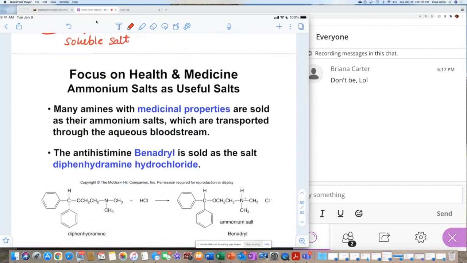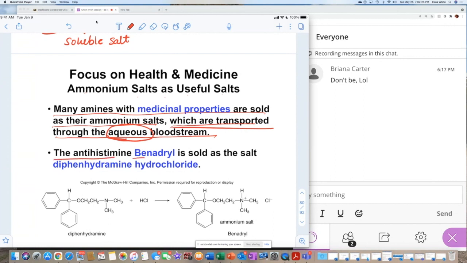Okay, so focusing on life outside of chemistry, ammonia salts and their useful salts. Many amines with medical properties are sold as their ammonia salt, like I said before, which are transported through the aqueous bloodstream. Because our blood is mostly water, aqueous, we want to make sure the stuff we put in the blood to work on your body is soluble. So if you can't make it soluble, solubilize it. That's not really a word. Make it soluble. That's better.